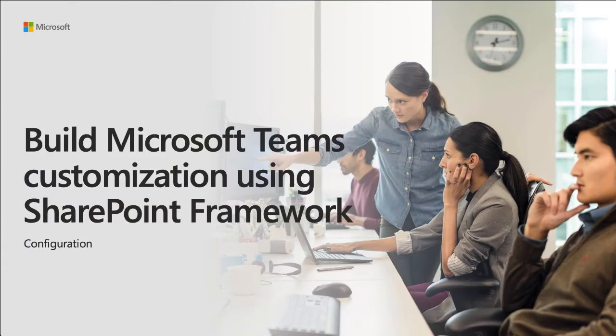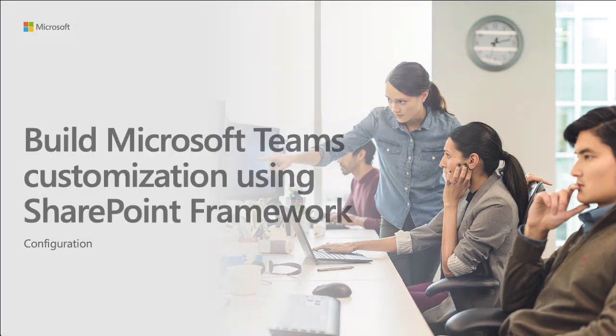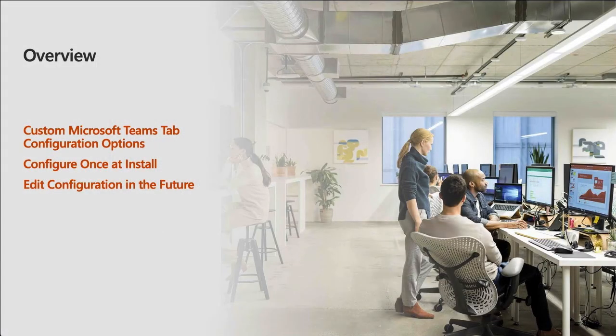In this last section of building Microsoft Teams customizations using the SharePoint Framework, let's take a look at some configuration options that we have. We're going to look at how we can do a custom Microsoft Teams tab configuration option, and then we're going to see how we configure it once during the installation process, and then also control how to edit it in the future, as well as blocking that same capability.